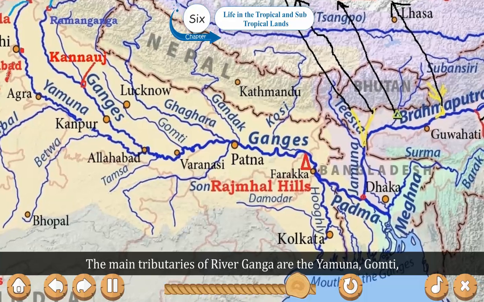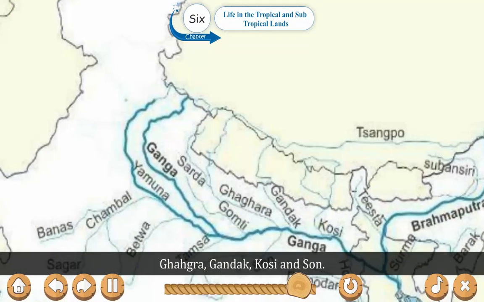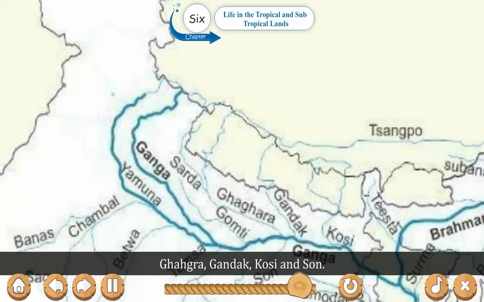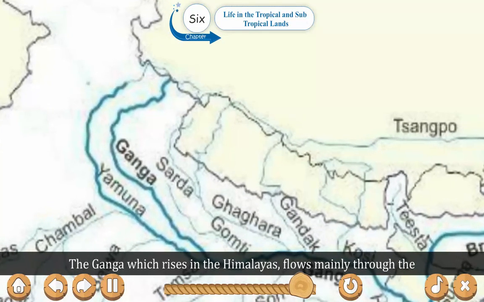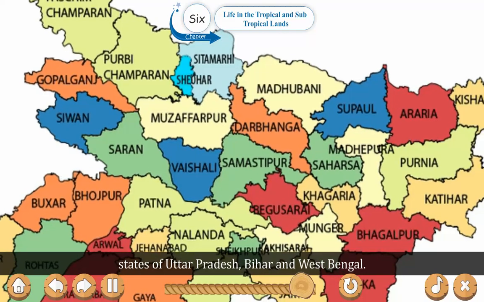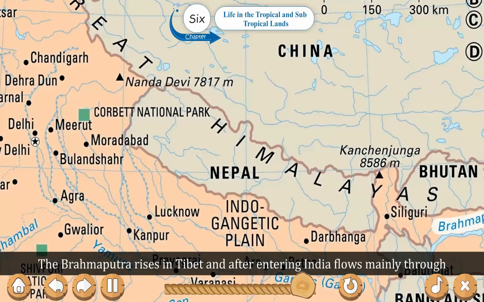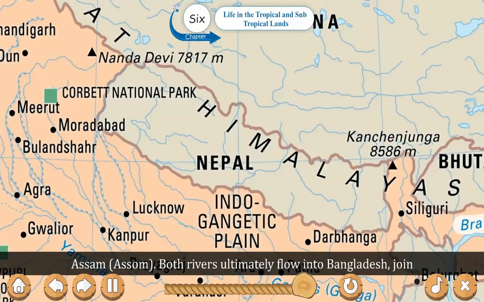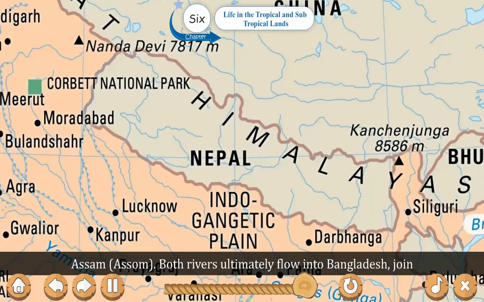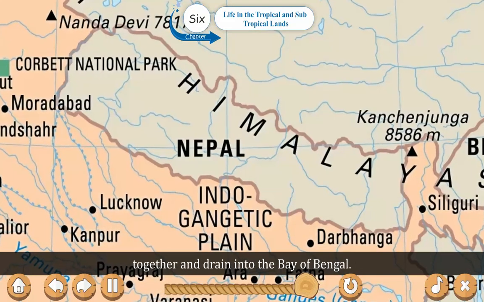The main tributaries of river Ganga are the Yamuna, Gomti, Ghaghara, Gandak, Kosi and Son. The Ganga, which rises in the Himalayas, flows mainly through the states of Uttar Pradesh, Bihar and West Bengal. The Brahmaputra rises in Tibet and after entering India flows mainly through Assam. Both rivers ultimately flow into Bangladesh, join together and drain into the Bay of Bengal.